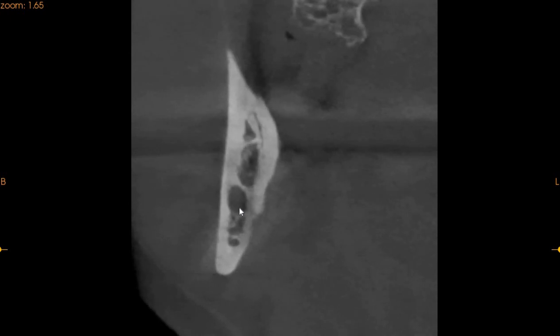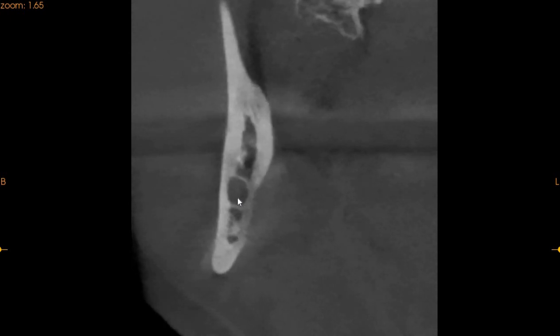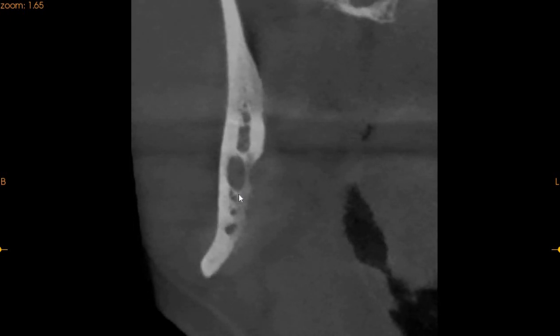And as we are moving towards the ramus, we can see that the canal is completely, at all times, associated with the wisdom tooth. And this is how the canal, a very wide canal, goes. Here we can see that it goes up into the ramus as well. So this is definitely something to be very mindful of when treating this patient.